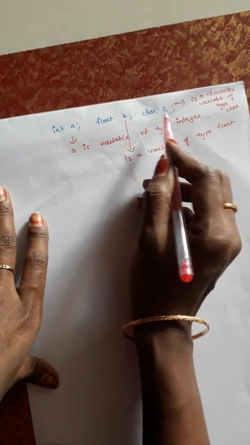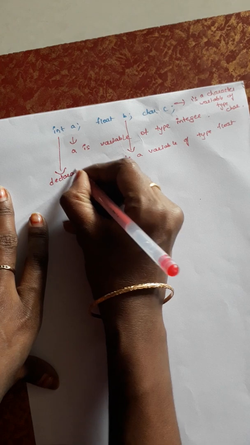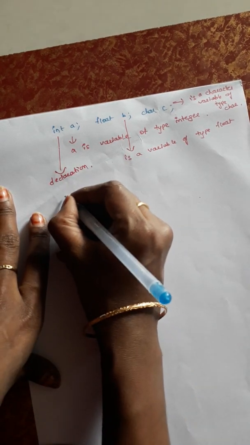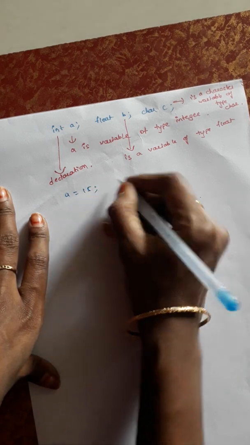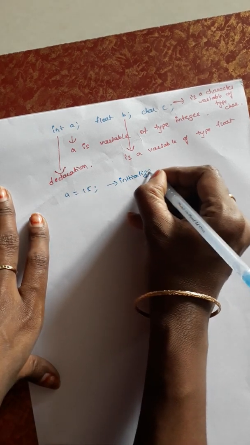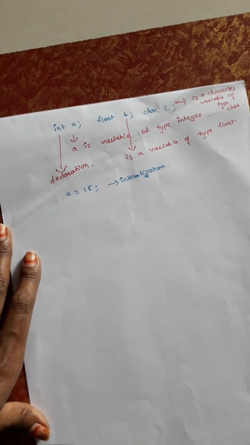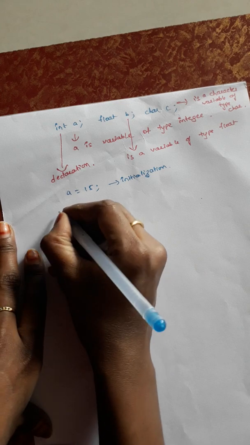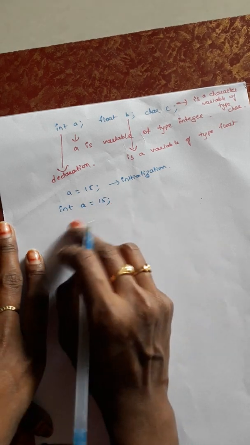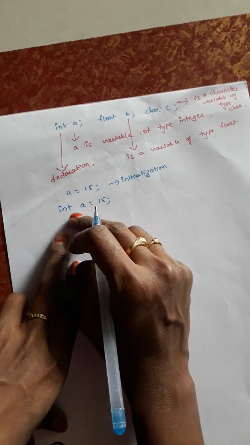Here we declare the variables. This we call a declaration. Now a equals 15. This we call an initialization: declaration and initialization. Also we can write int a equals 15, both declaring the variable a and assigning 15 to a.